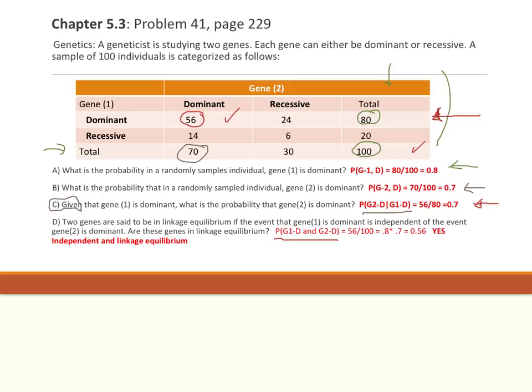This calculation makes sense because when we multiply the probability of G1 dominant and G2 dominant, we just get the probability of G1 dominant times the probability of G2 dominant. And since those are equal, they are in fact independent.